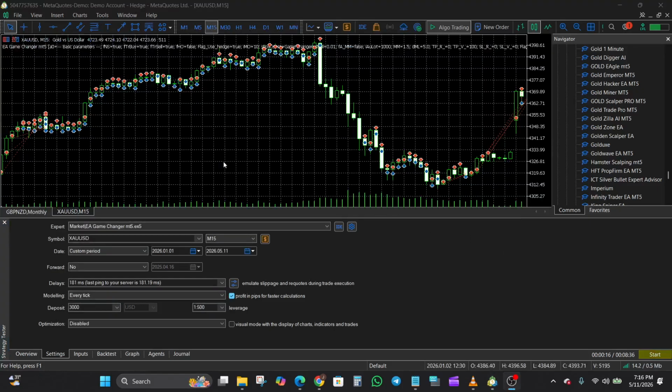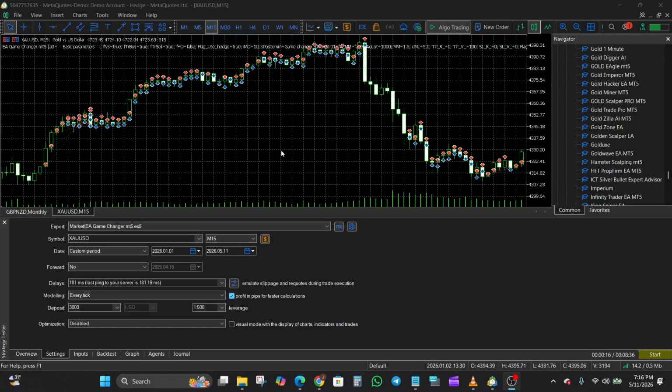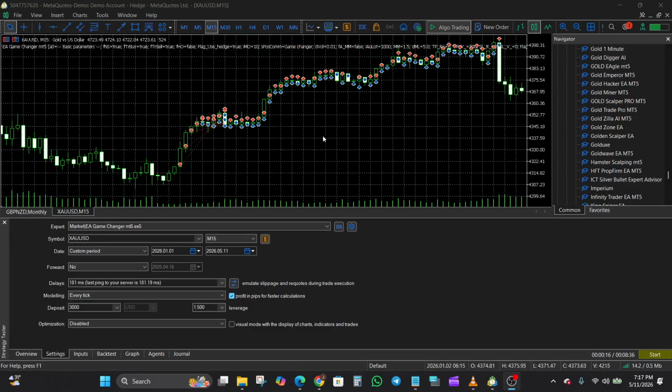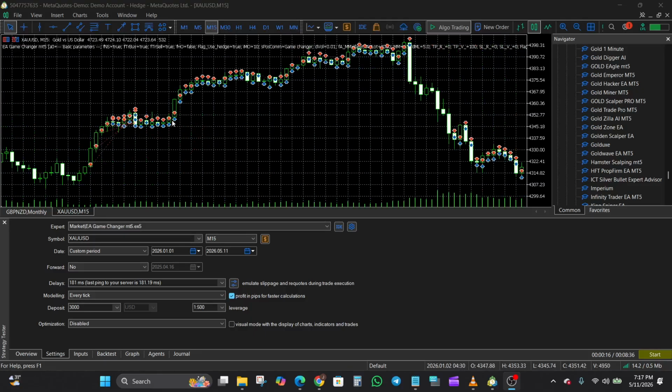All right, so we have here the chart showing us the trade history. We can see that this EA is a scalper, right? Multiple trades we are taking. You can see multiple trades we are taking within a short period of time. You can see multiple opens and closing.